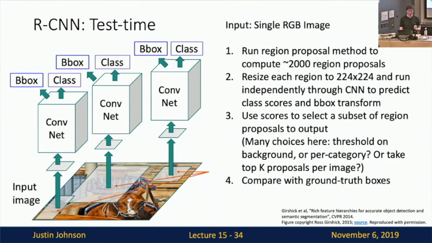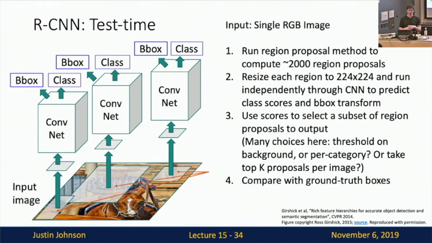Okay, so that gives us our first full object detection method using convolutional neural networks. Now the pipeline at test time looks something like this: we'll be given a single RGB image, and then we'll run the selective search algorithm on the input image on CPU to generate something like 2,000 region proposals. For each of those region proposals, we'll resize them to some fixed size, like 224 by 224, and then run them independently through our ConvNet to predict both a classification score of category versus background, as well as this bbox transform that will transform the coordinates of the original region proposal.